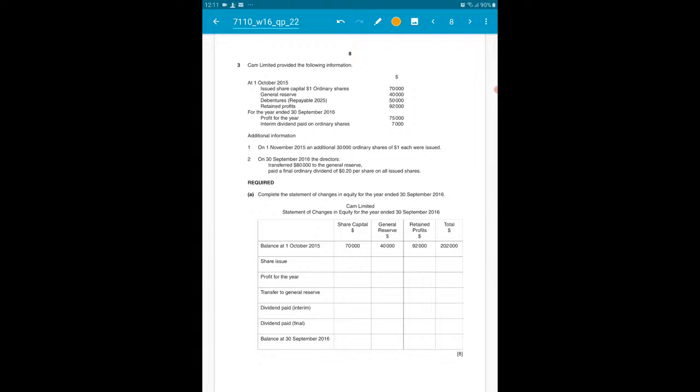Today we have changes in equity and the terms numerics regarding it. So let's start. The first thing they mention is that CAM Limited provided the following information, and the start of the year is 1st October 2015. The important thing to note down is what is meant by issued share capital, ordinary shares. Issued share capital is basically the capital that the shares that the company has issued.